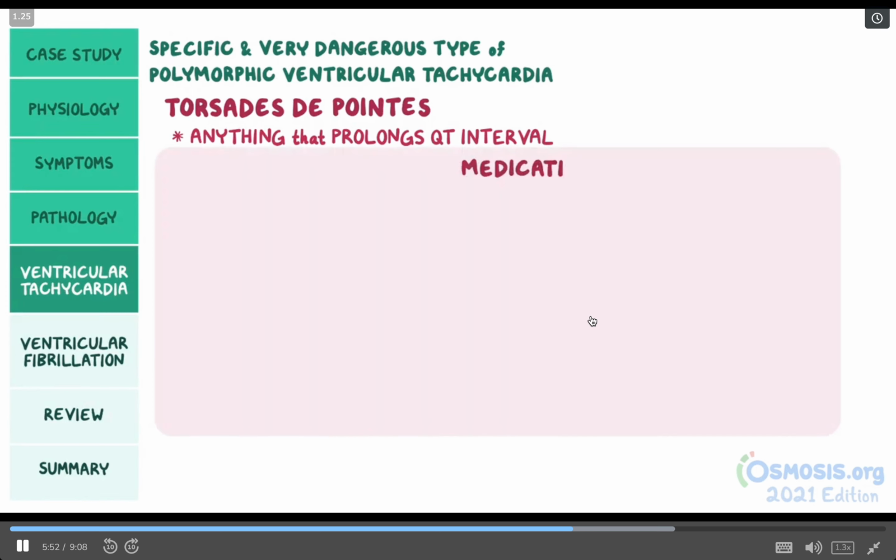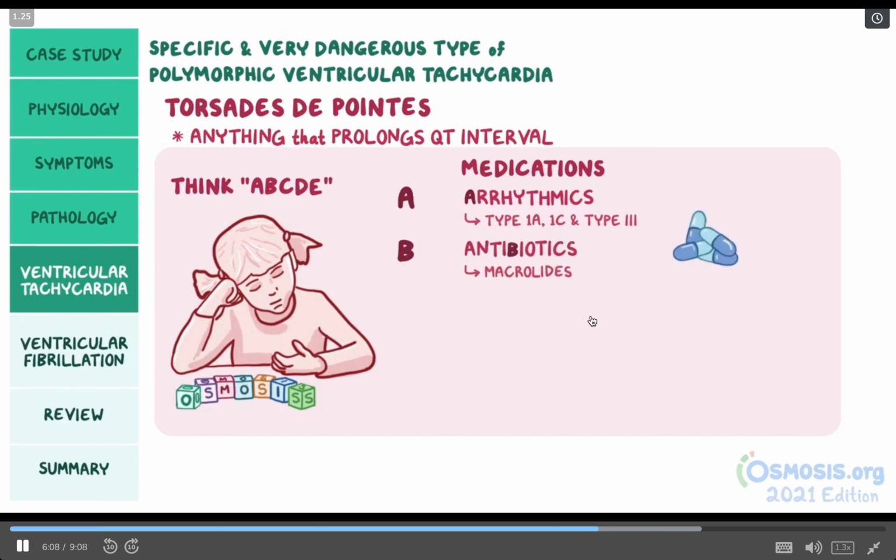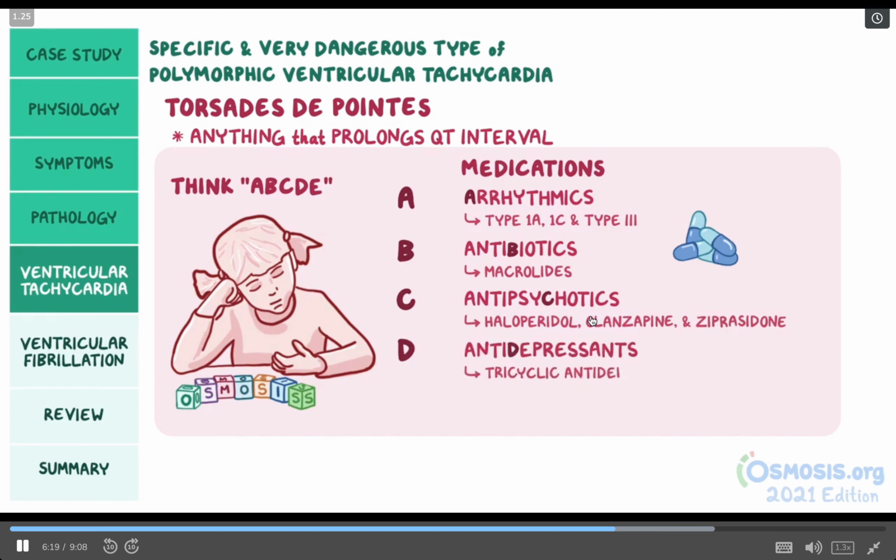In addition, many medications can prolong the QT, and this is frequently tested. To help you remember them, think A, B, C, D, E, where A is antiarrhythmic, type 1A, 1C, and type 3. B is antibiotics, like macrolides. C is for antipsychotics, like haloperidol, olanzapine, and ziprasidone. D is for antidepressants, like tricyclic antidepressants. And finally, E for antiemetic, like ondansetron.